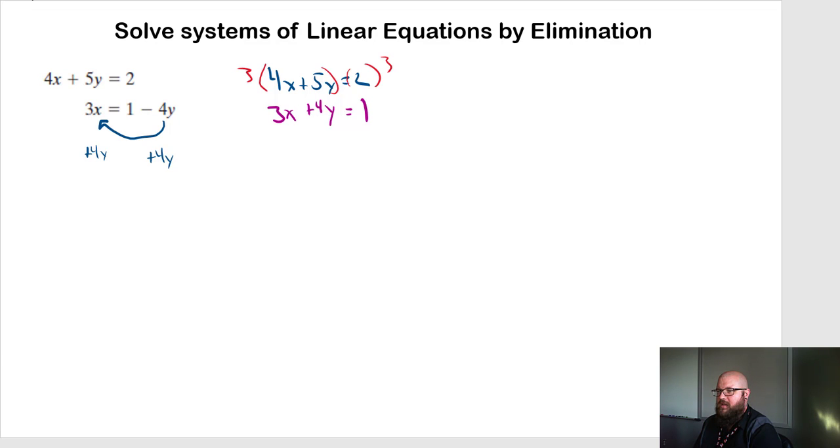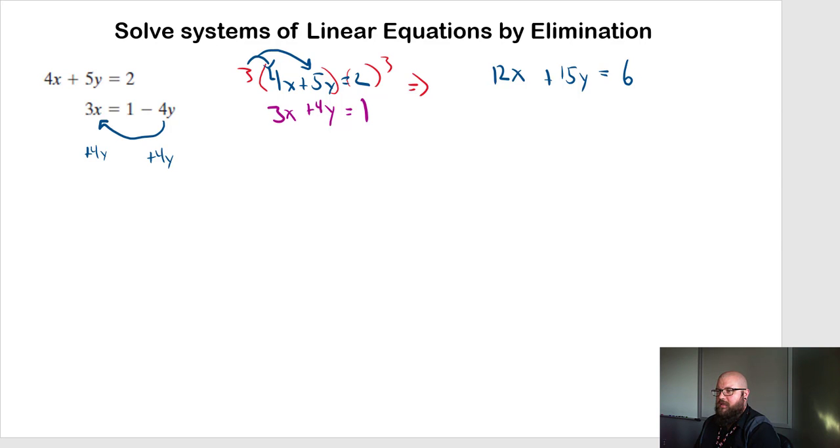That'll give us up top there, let's put little arrows here so we can follow along. Up top, that will then give us 12x, because 3 times 4 is 12, and then 3 times 5 is 15, so plus 15y. That equals, and on the other side we have 2 times 3, which is 6.